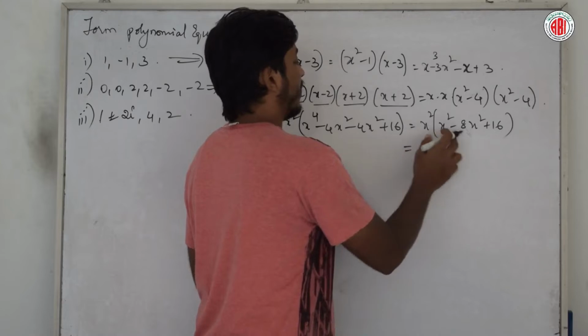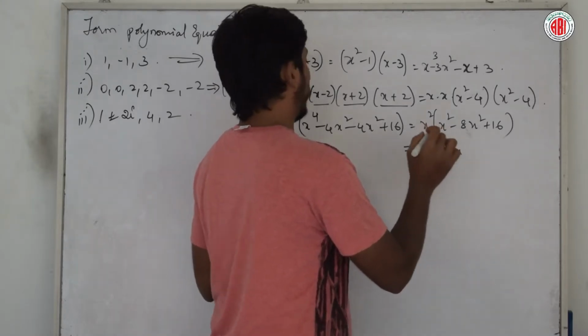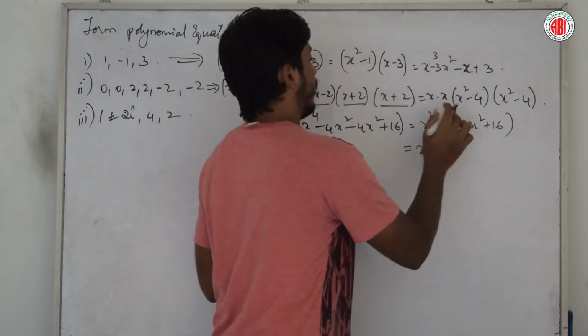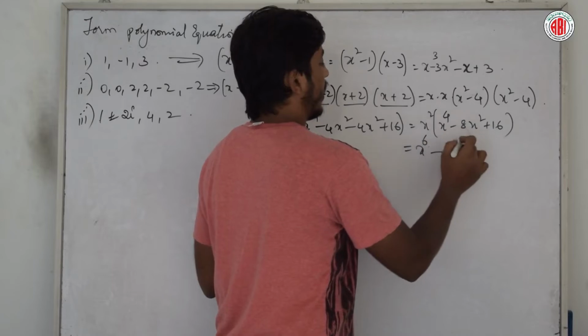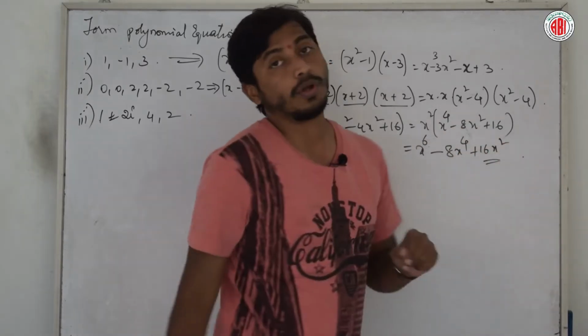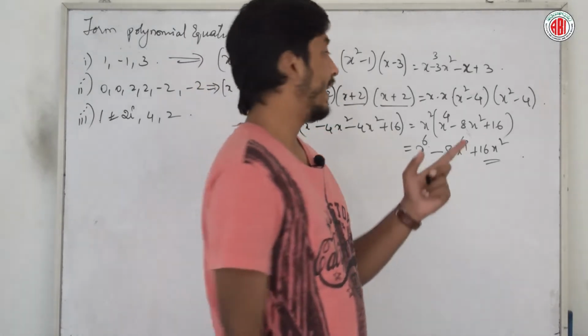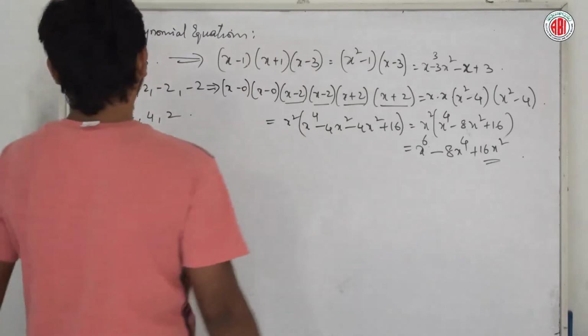If you want to multiply, this will be like x power 4, right? Now 4 plus 2 is 6. Now here it is x power 4 plus 16 x square. This is my polynomial of degree 6. Right? Good. Look at the next question here.